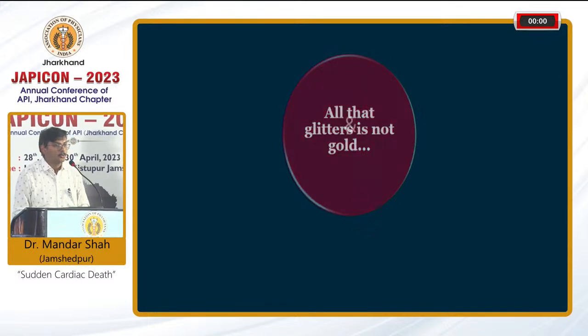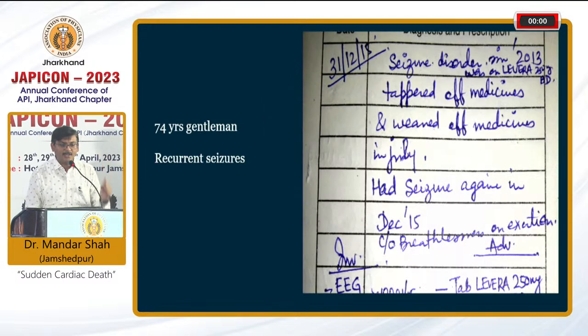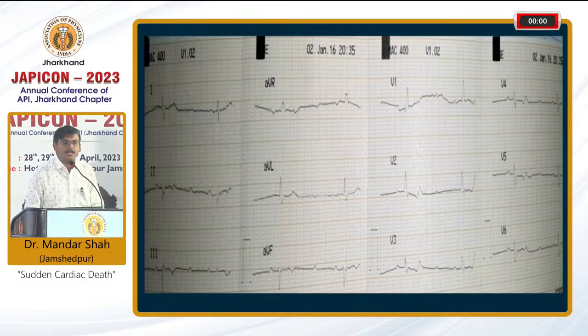All that glitters is not gold. Similarly, all that convulses is not epilepsy. To make my point, I'll show you an example. Here we were dealing with this patient in TMH, a 74-year-old gentleman with recurrent seizures, and the patient was following up in neurology OPD. In December 15, he had seizures. He was started on anti-epileptics. EEG was done, everything was done, sent home. And 2 days later, on 2nd of January, he came with another episode of seizures, and this time, complete heart block was documented on ECG.